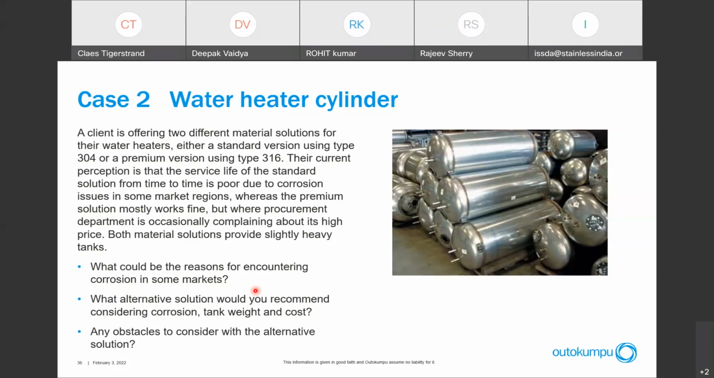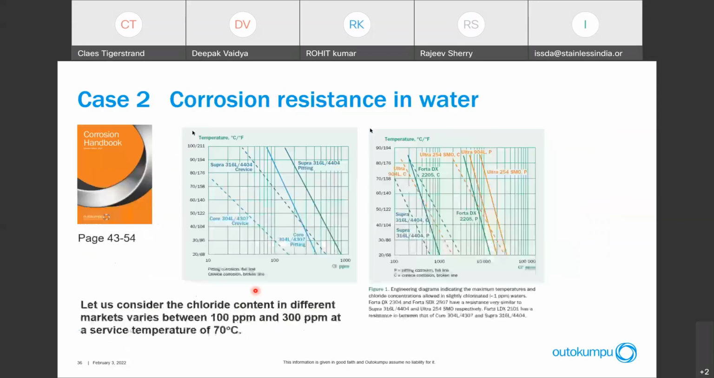That is one question. What alternative solution could we look at here, considering corrosion, tank weight, and cost? Are there any obstacles if we consider an alternative solution? So now we can consult the corrosion handbook as well, and we can look at some engineering diagrams.